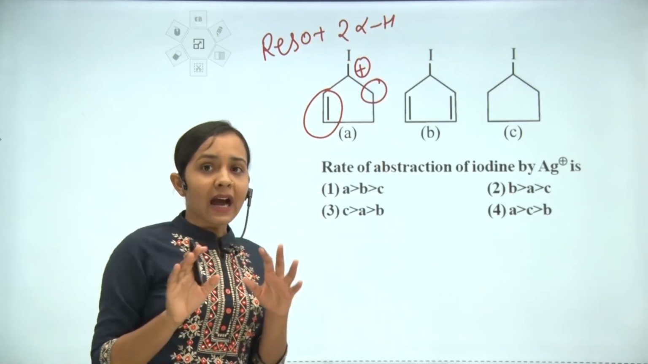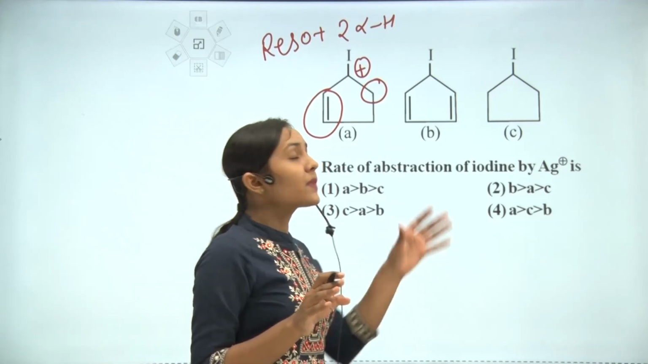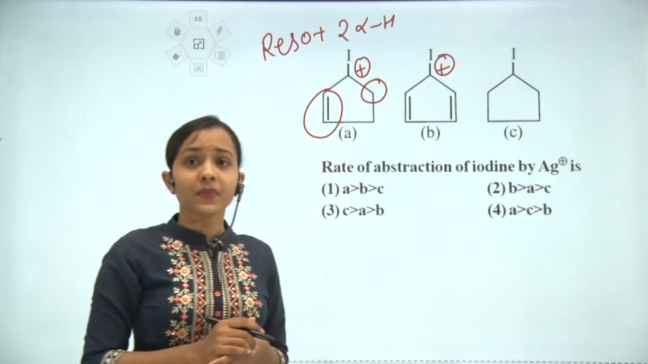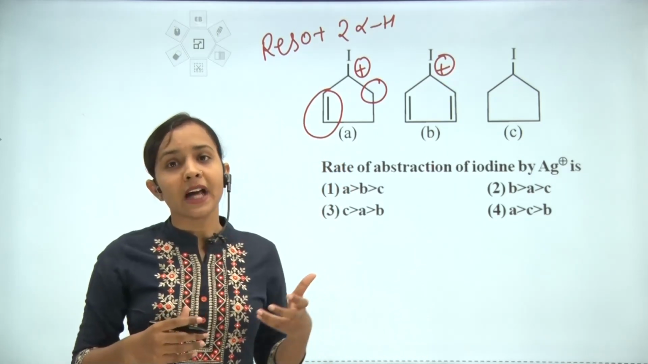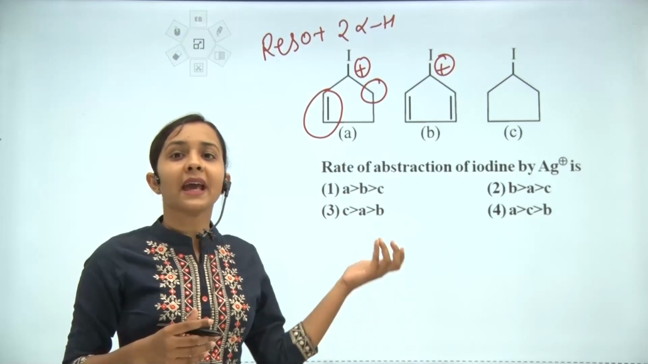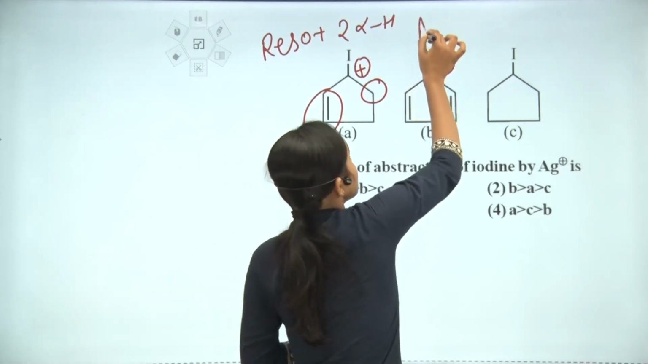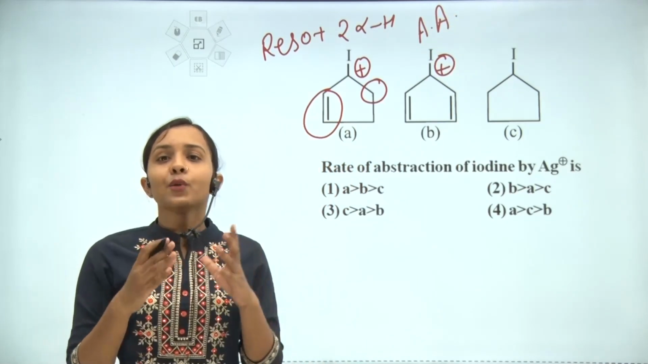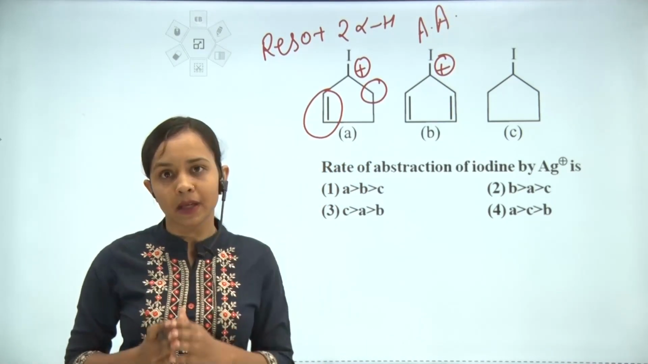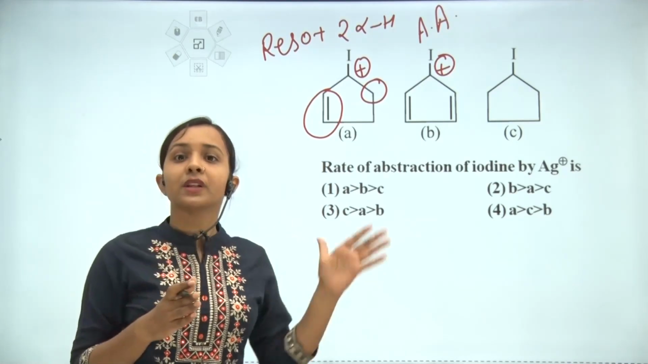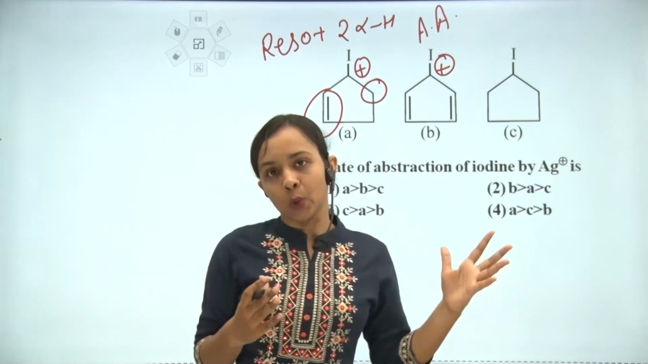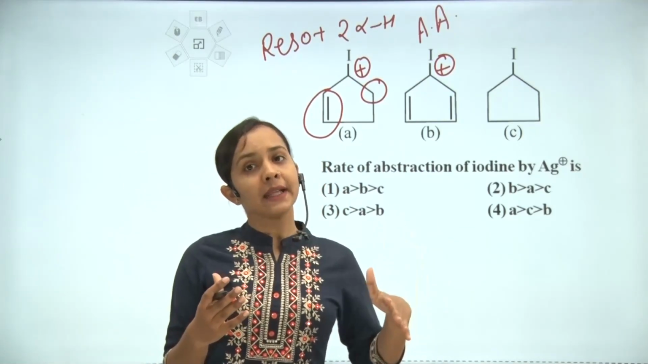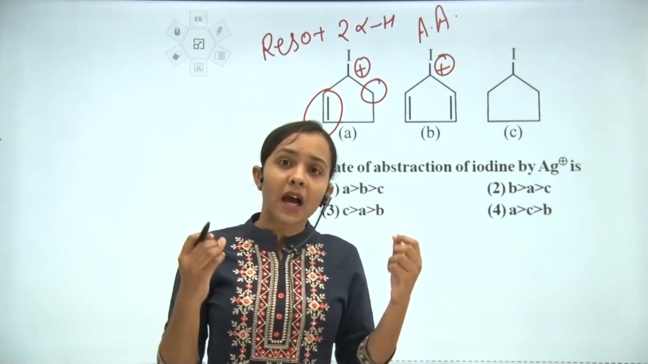Clear? And after the abstraction of iodine in the second compound, a carbocation will form at this carbon atom, and after its formation, this compound will become an antiaromatic compound. And we know that an antiaromatic compound is highly unstable. So the rate of abstraction for compound B will be very low, because after the abstraction of iodine, it will become an antiaromatic compound which is very unstable.